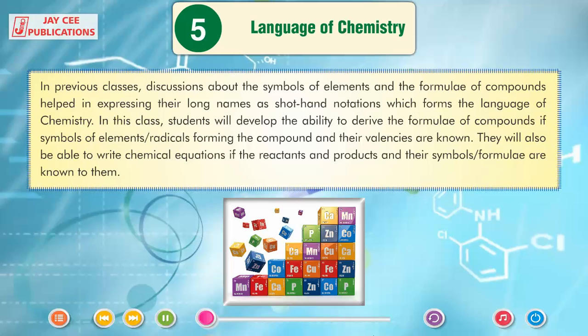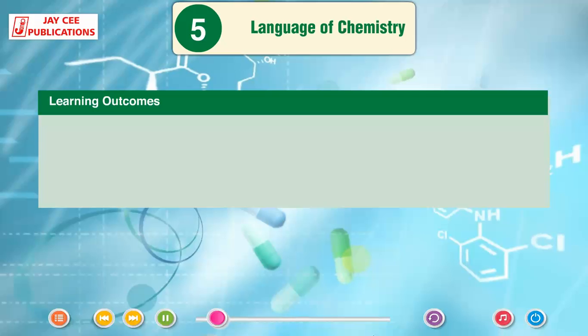In this class, students will develop the ability to derive the formula of compounds if symbols of elements or radicals forming the compound and the valencies are known. They will also be able to write chemical equations if the reactants and products and the symbols of formulae are known to them. Learning outcomes.